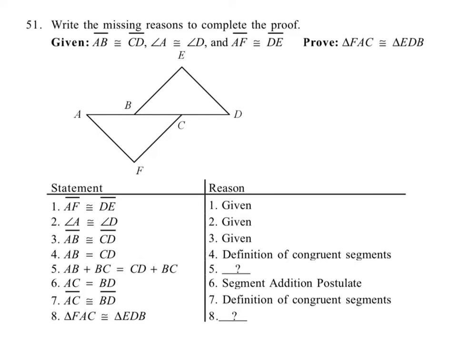Write the missing reasons to complete the proof. We know that AB is congruent to CD. This right here is congruent to this right here. That's one thing we know.